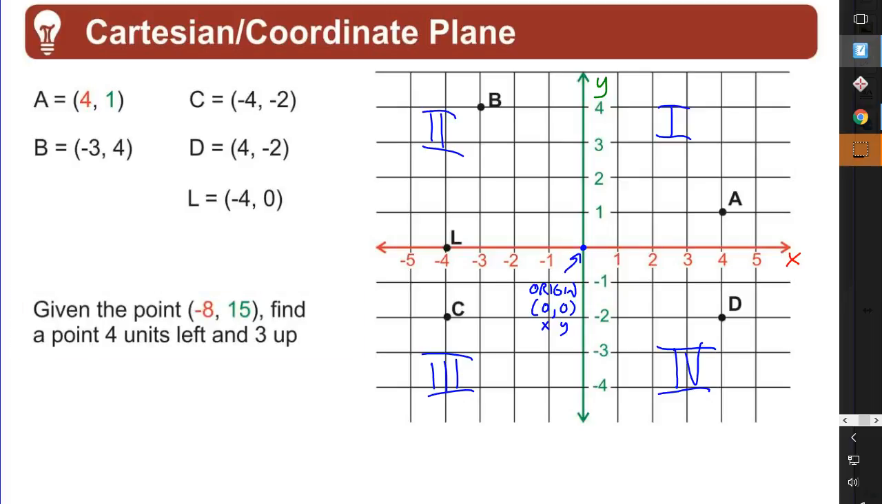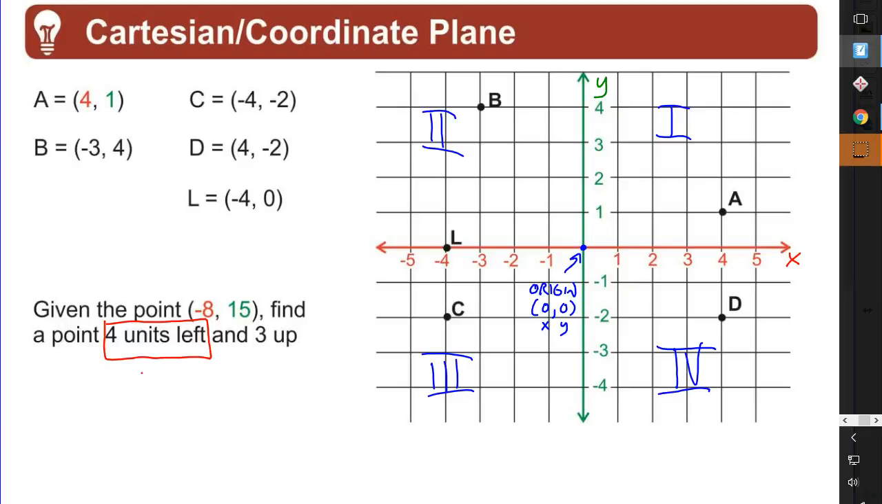All right, one last thought here with the Cartesian coordinate plane. What if you're given a problem like this? Given the point (-8, 15), find a point 4 units left and 3 units up. Well, you don't have to have a Cartesian plane big enough to graph it to figure it out. You just need to understand that the x represents the horizontal, left or right, and the y represents the vertical, up or down.